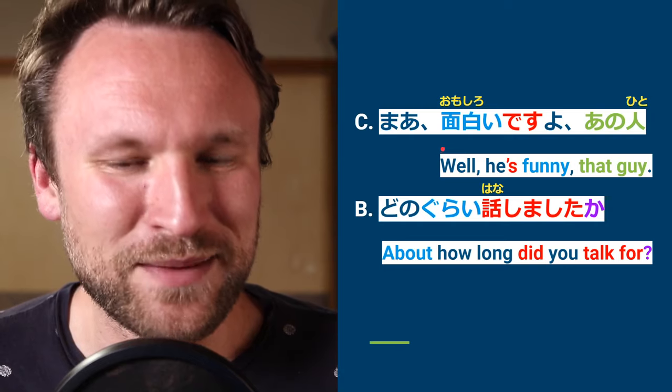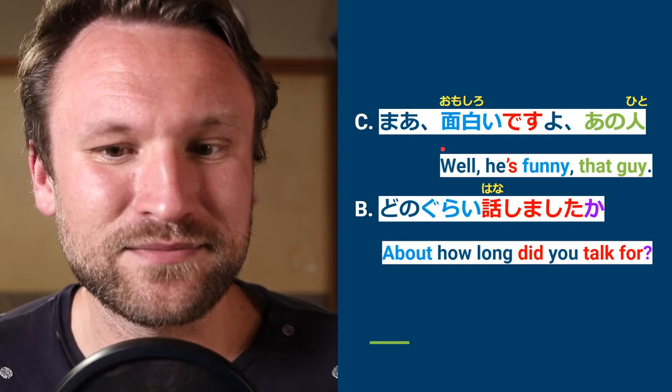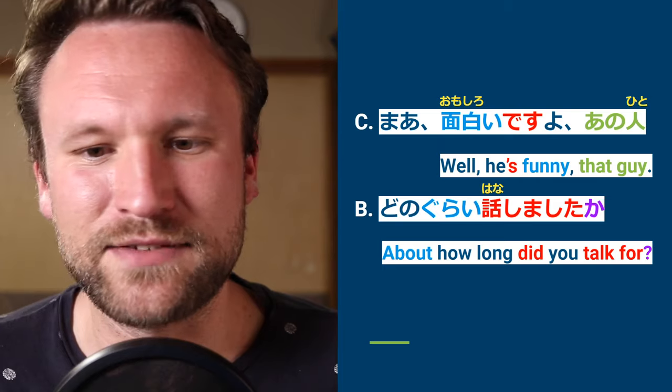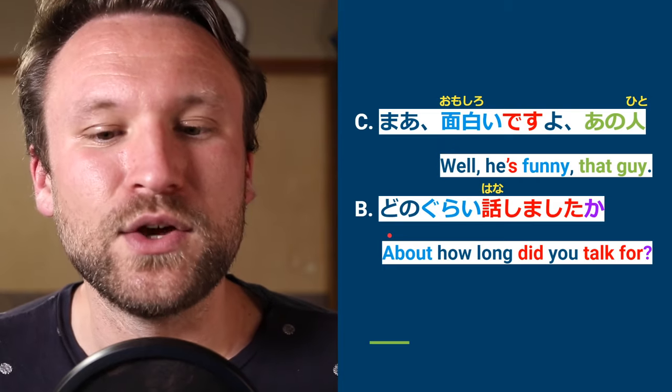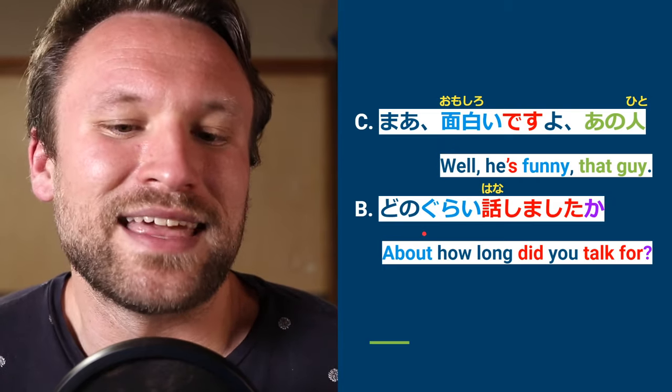面白い can be translated as funny or interesting, but we know Ando-san, well, not all of us, but a lot of us know Ando-san, so we know that he's funny. Well, I hope so. I like to think he's funny.